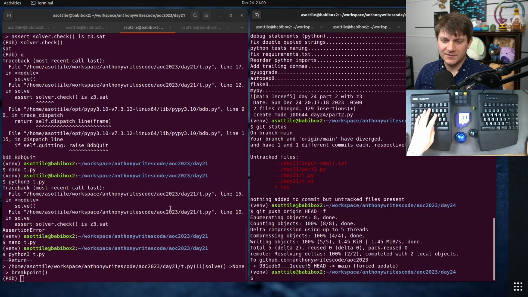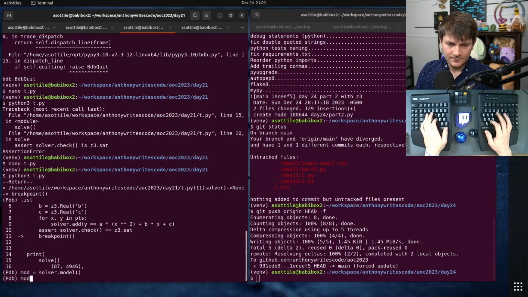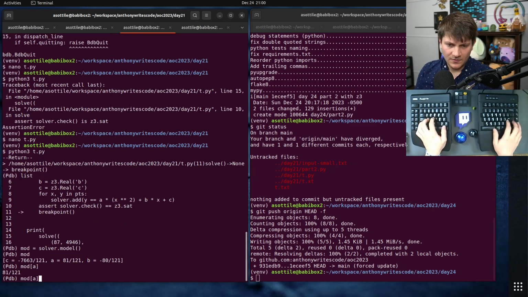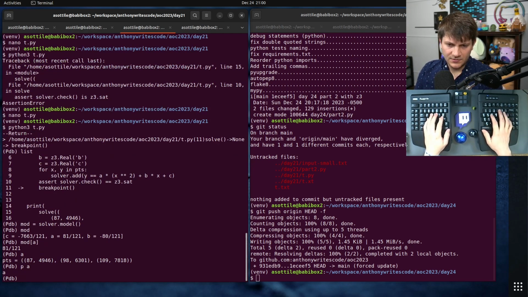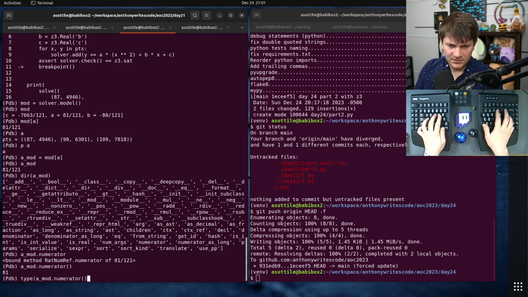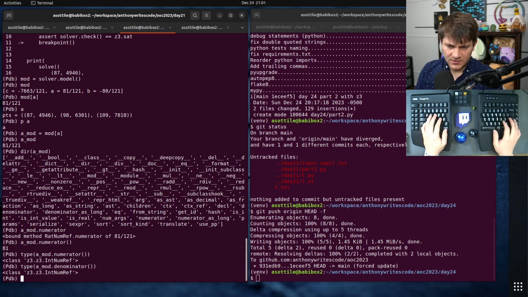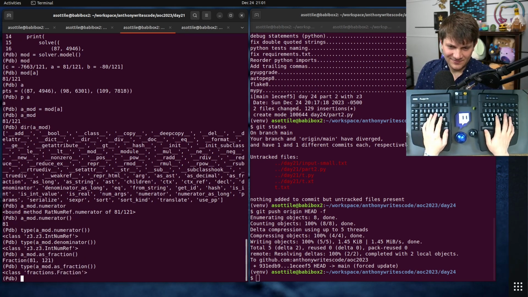Yeah, we're gonna rewrite the history a little bit there. Okay. So do I even have to do that? What is a... Oh. A mod dot what? Oh, we got numerator and denominator. Is there an as fraction? That would be fucking sick. As fraction, nice. Fractions are fraction. Oh, that's perfect.